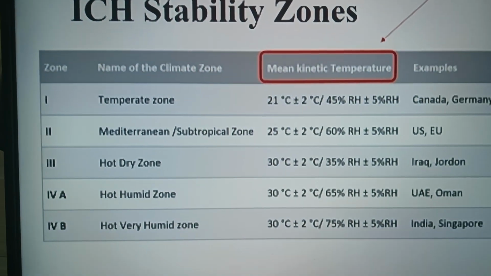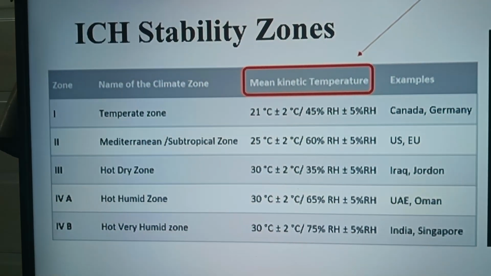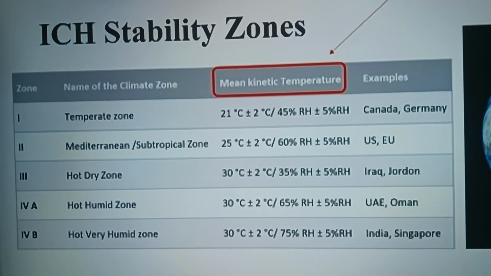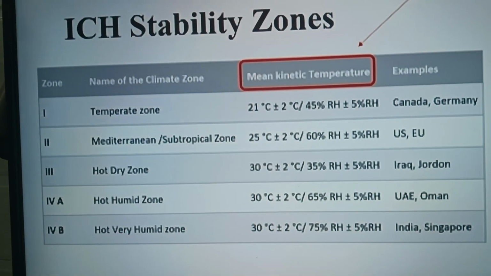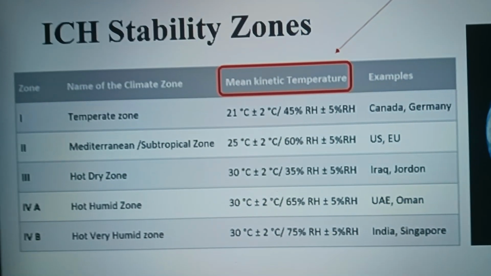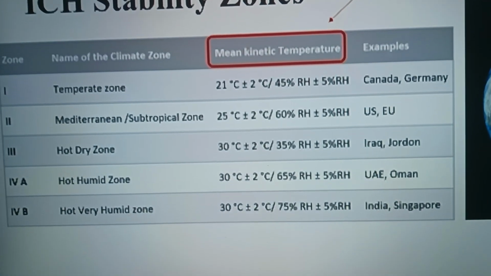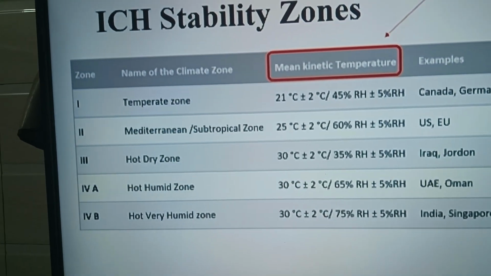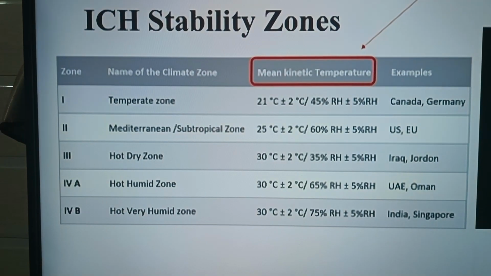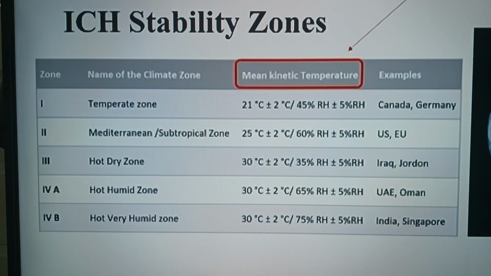But now if you see the mean kinetic temperature for the zone 4B, it is 30/75. That means that if you keep your samples in this 30 degrees, 75% RH condition over a long period of time, it is going to have the same thermal challenge as would have been experienced over a range of both higher and lower temperature. So this is basically mean kinetic temperature.